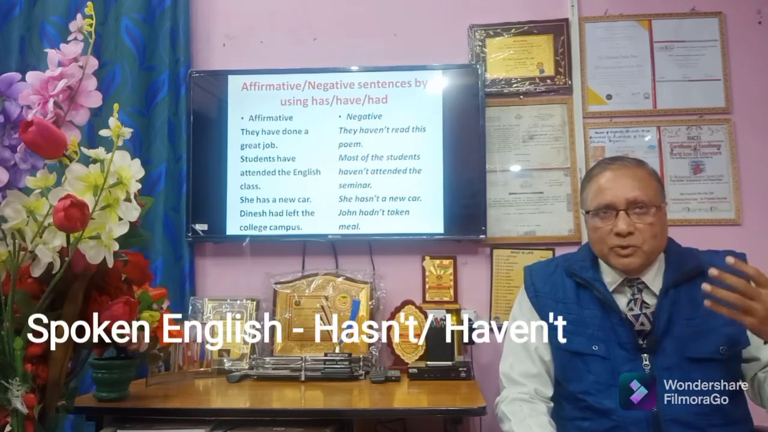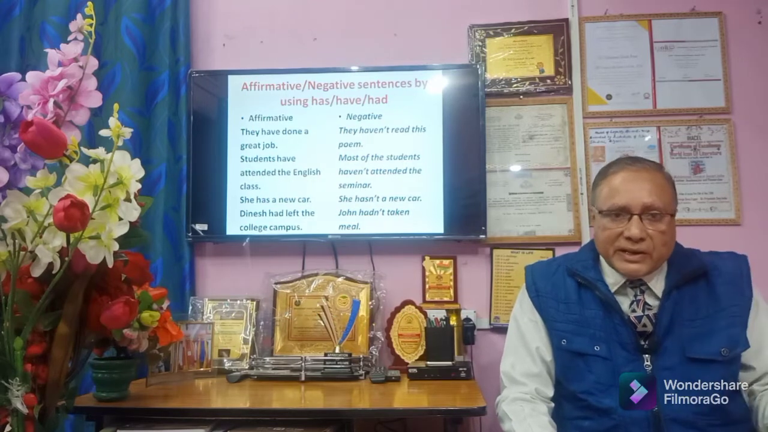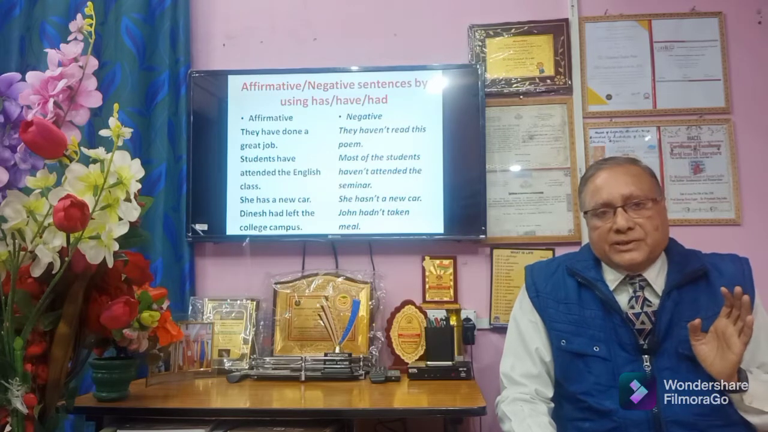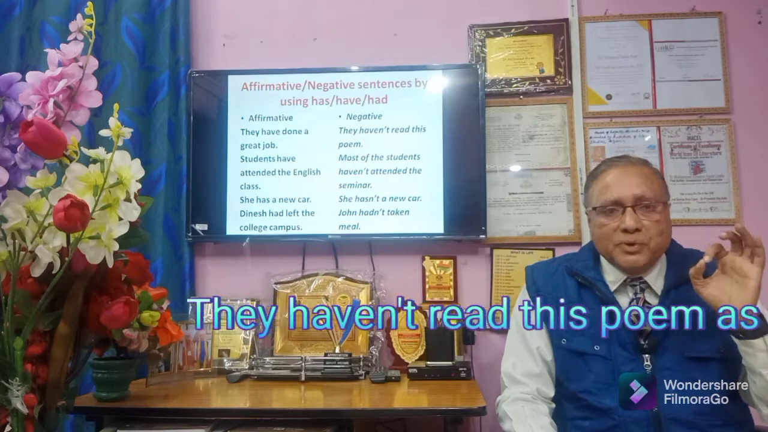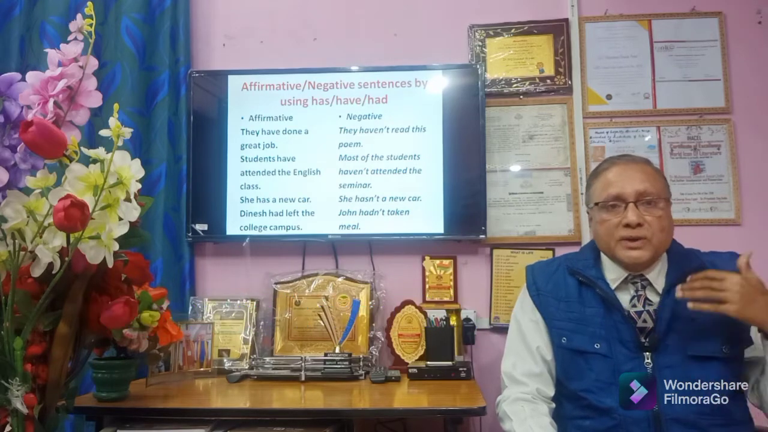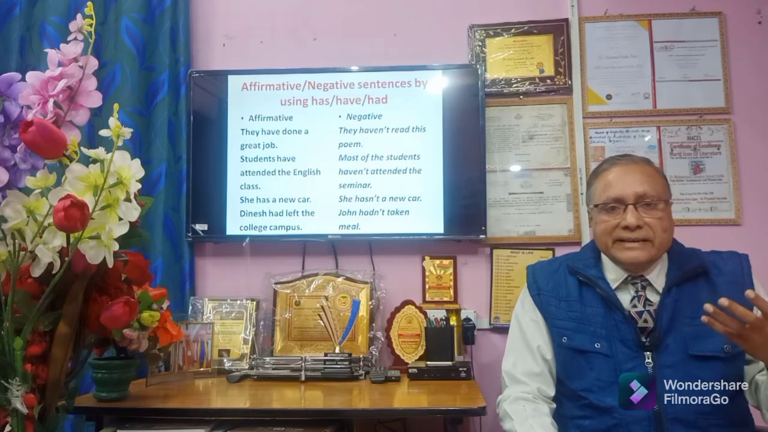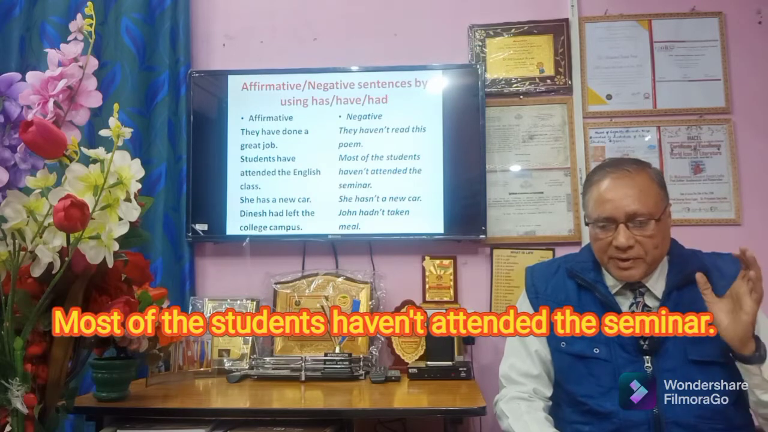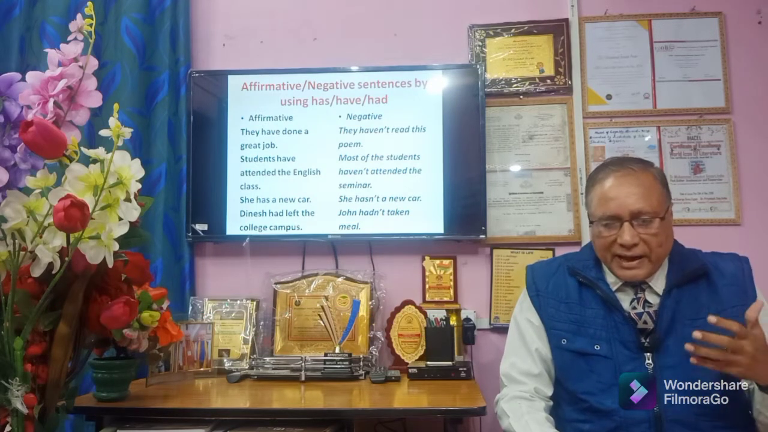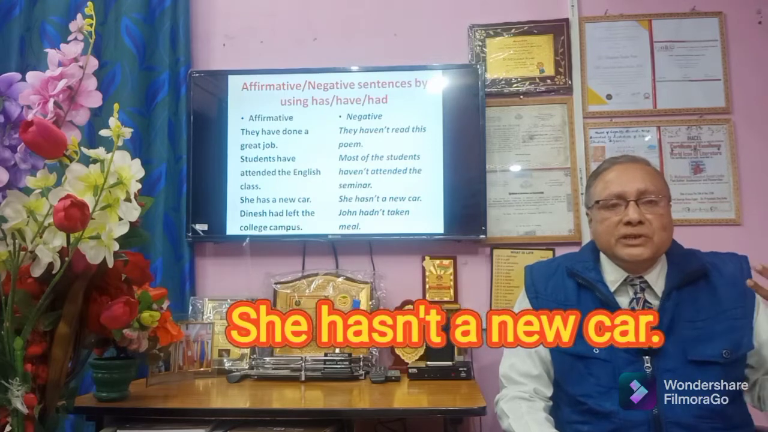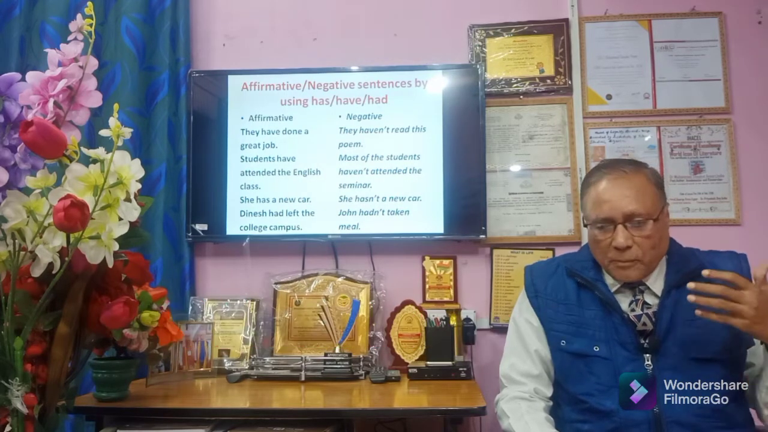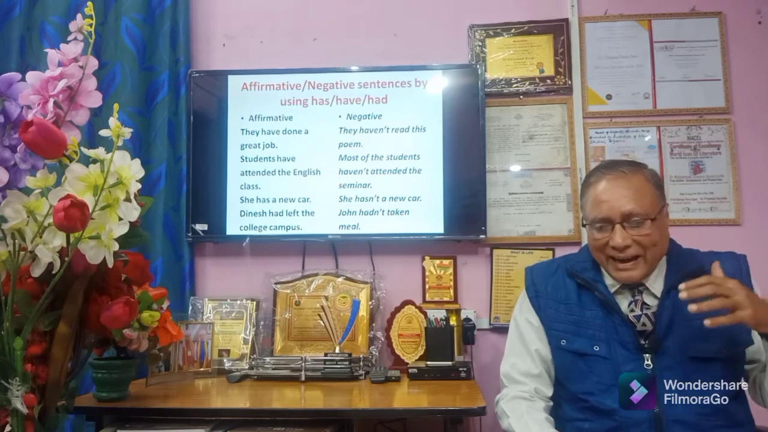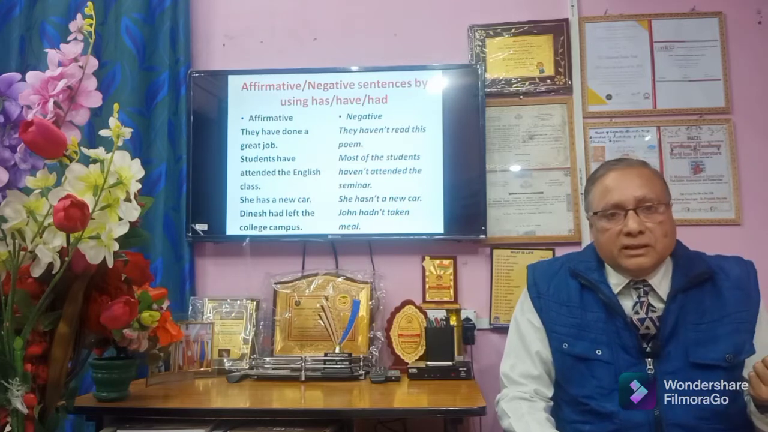Negative sentences, examples by using has or have or had. Has, have in present tense, had in past tense. They haven't read this poem as yet. Most of the students haven't attended the seminar. Next sentence, she hasn't a new car. It means she is using an old car. Hasn't or has not. John hadn't taken a meal, past tense.